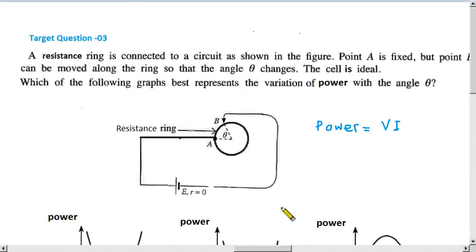Only the word is changed in this problem. We haven't written it as VI, but in the previous question we had given VI, and here we have given power. So if somebody doesn't know power is equal to VI, he has trouble. Some people only know power is I squared R. Then again he has problems to solve this. The easiest way is to use power equals VI, the multiplication of V and I.